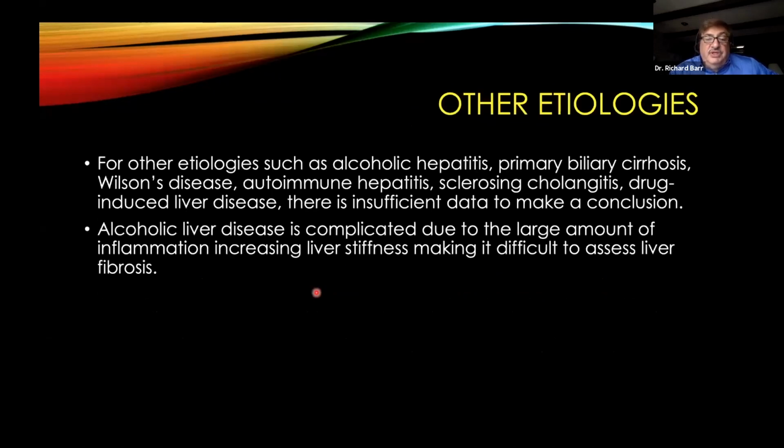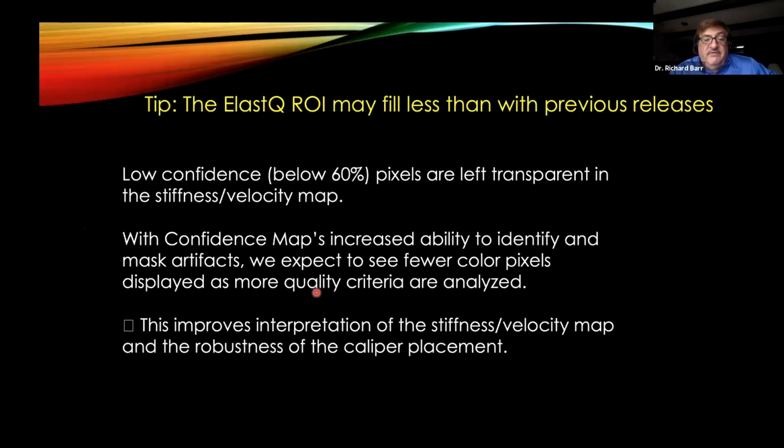For other etiologies, such as alcoholic hepatitis, primary biliary cirrhosis, Wilson's disease, autoimmune hepatitis, sclerosing cholangitis, drug-induced liver disease, there is insufficient data to make a conclusion. We do think our table does work, but we don't have enough data to say that it does work. Alcoholic liver disease is complicated due to the large amount of inflammation, increasing liver stiffness, making it difficult to assess liver fibrosis. Let's just go briefly, I'm running out of time, on some artifacts.